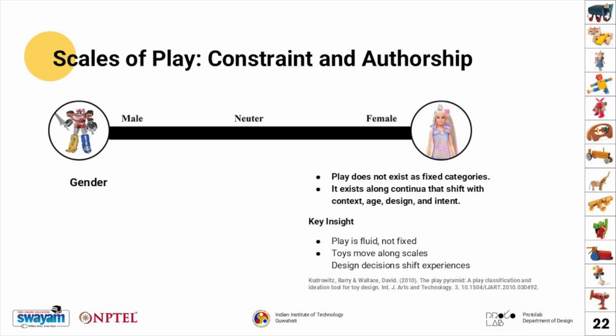And finally, this last scale is not about biology, it reflects social perception. Historically, many toys have been gender coded through color, themes, marketing, and narratives. These coding influences who feels invited to play. Importantly, the scale reminds us that gender association is designed, not inherent.